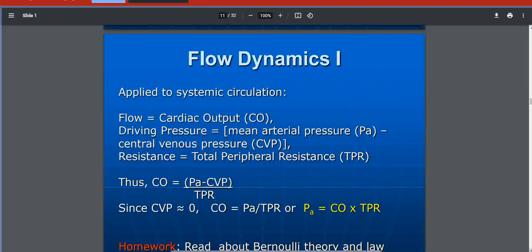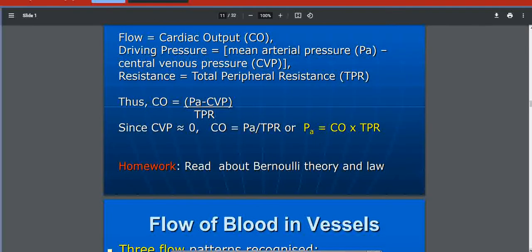That is that. So let's proceed to the basic part of this. Now the homework is you are expected to read the Bernoulli theory and the law. This Bernoulli theory is on the medical students arena website. Click programs. I'm sure programs won't request any login permission.